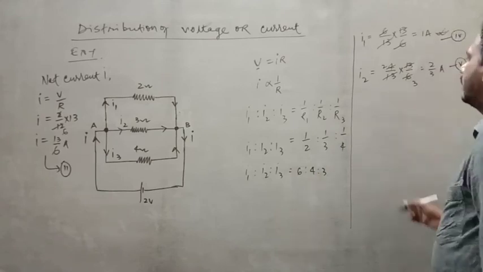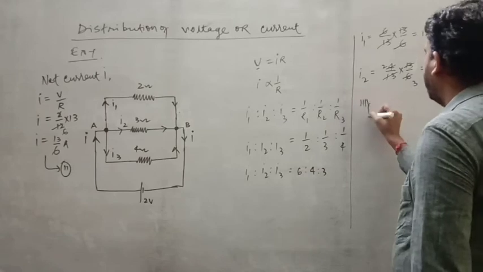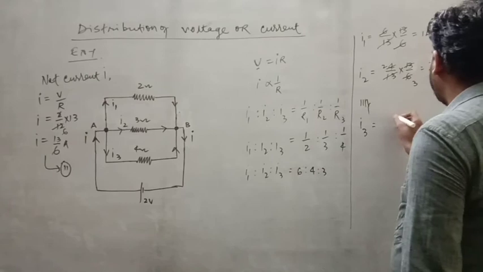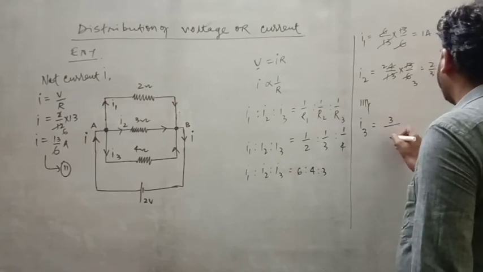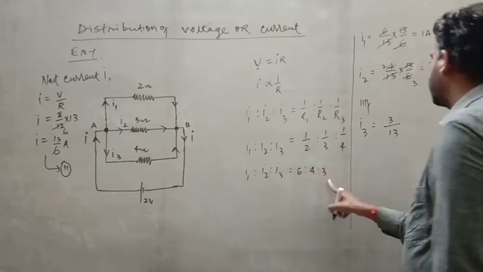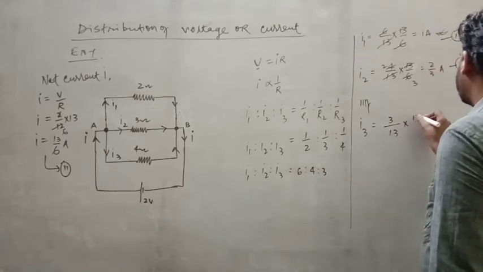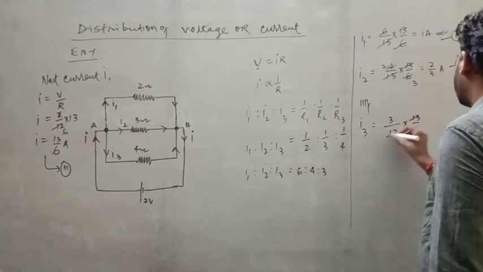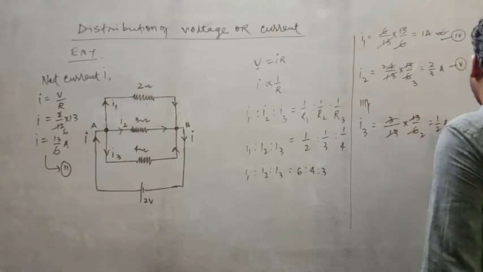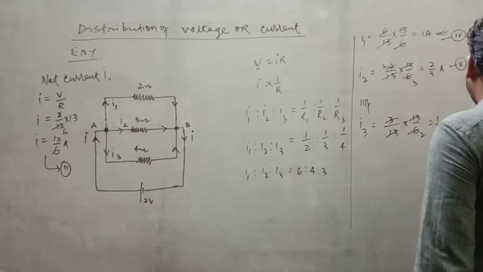Similarly, you can calculate I3. I3 is 3 divided by the net resistance 13, and then the net current 13 by 6. From here you will get 1 by 2 ampere. So that is the next equation.